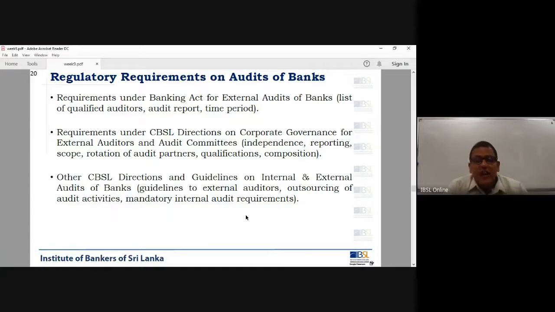Guidelines on external auditors, outsourcing of audit activity, and mandatory internal audit requirement. Actually, in one guideline the Central Bank's Bank Supervision Department said there should be a separate department or division in every bank for internal audit, and that internal audit is responsible for giving assurance on the internal control system, and they must have separate independent reporting lines. So these regulatory requirements and audit of the bank are mentioned.